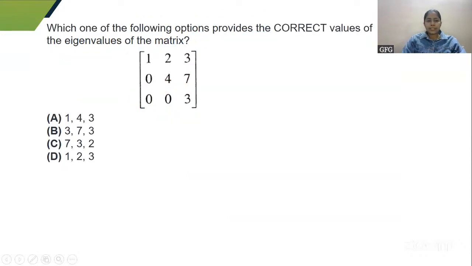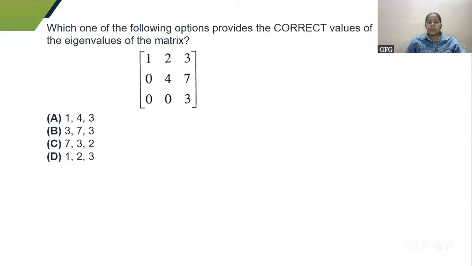Okay, so this is a simple question. Which one of the following provides the correct eigenvalue of the matrix? Simple question. You have to tell me the eigenvalues. Everyone? Right. This question is simple.